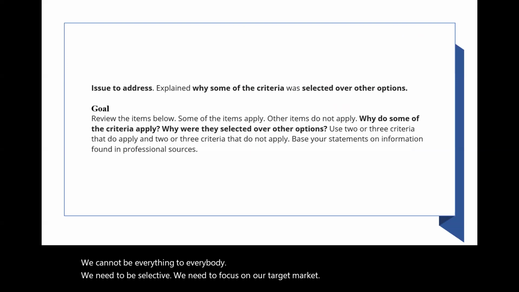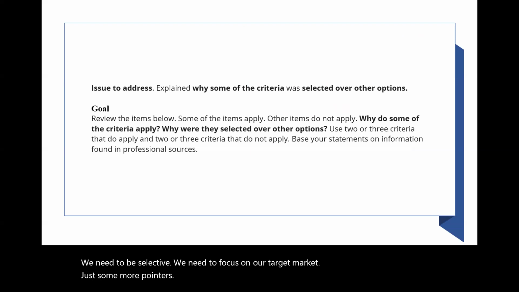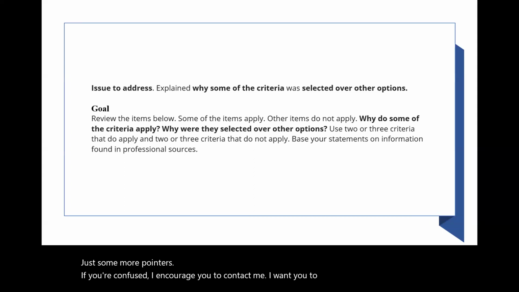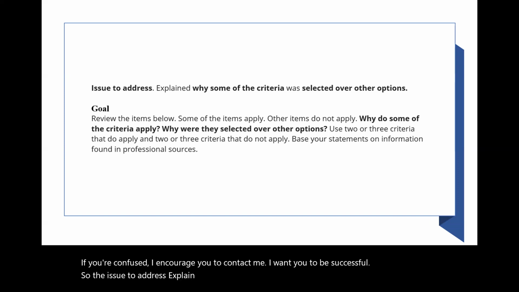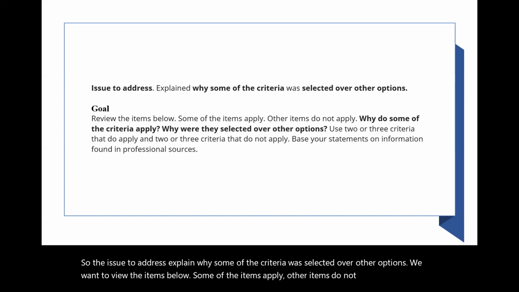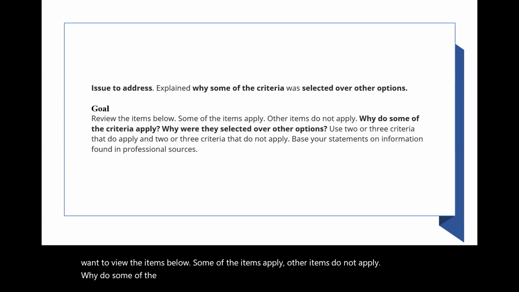Just some more pointers. If you're confused, I encourage you to contact me. I want you to be successful. So the issue to address: explain why some of the criteria was selected over other options. We want to view the items below. Some of the items apply, other items do not apply. Why do some of the criteria apply? Why were they selected over other options?